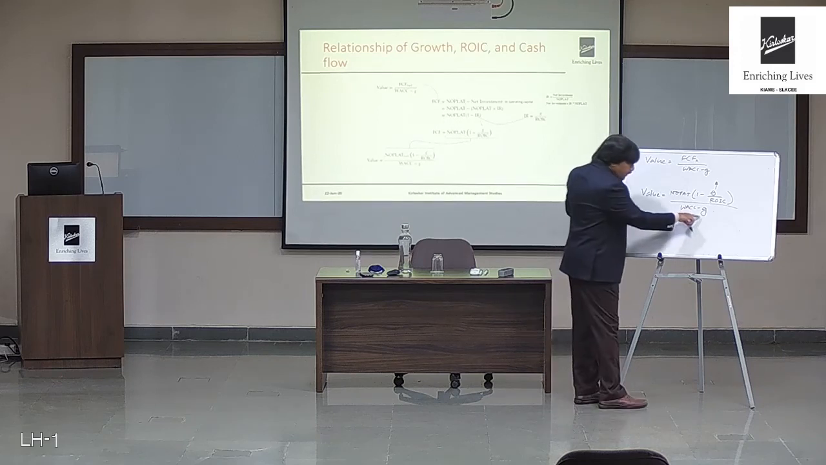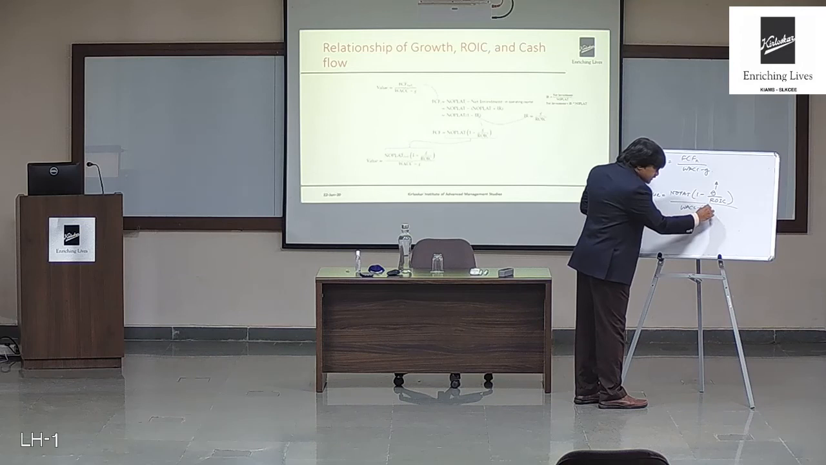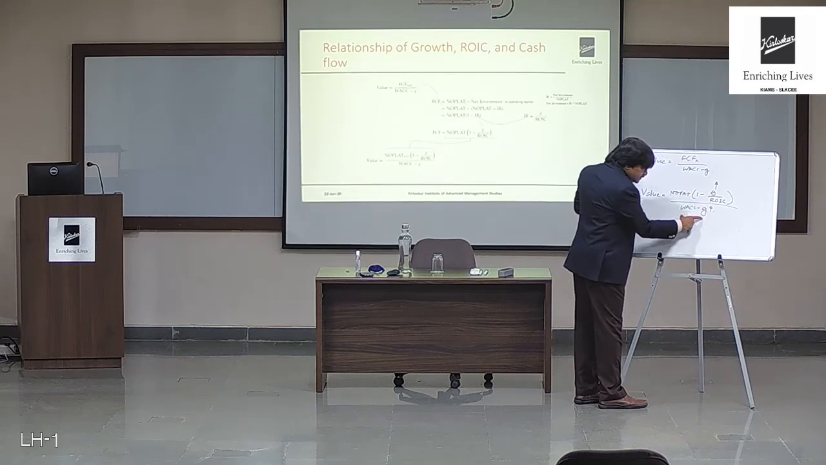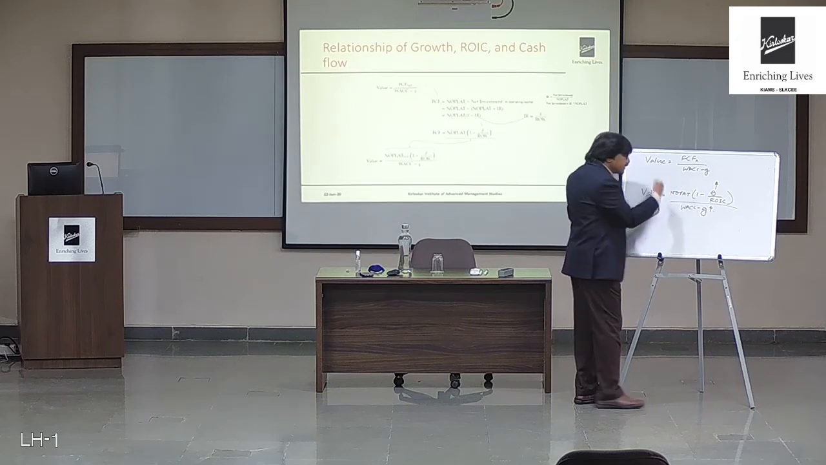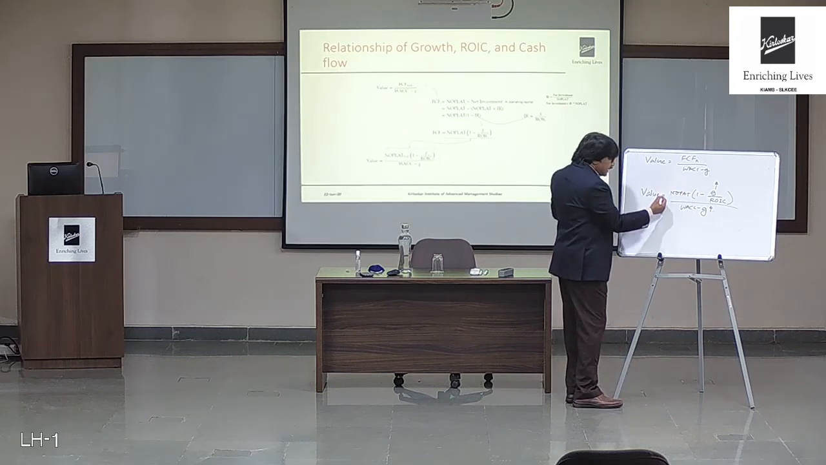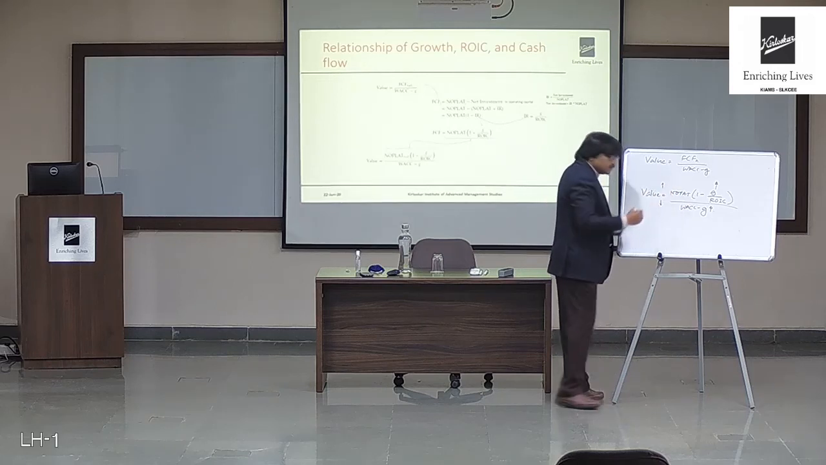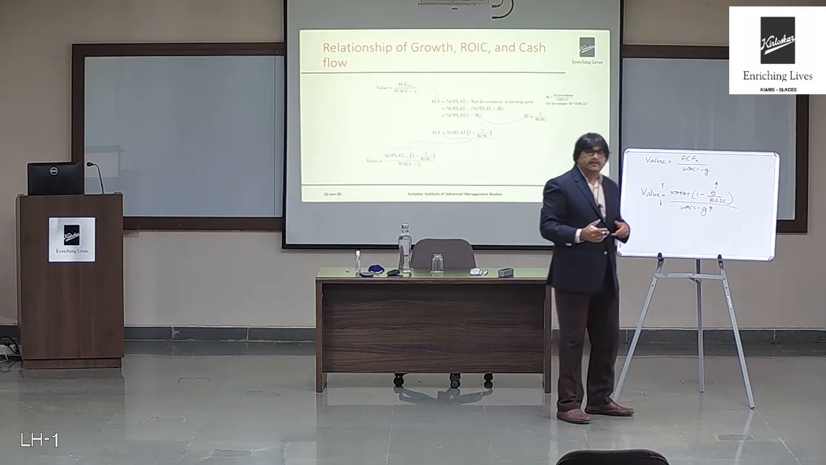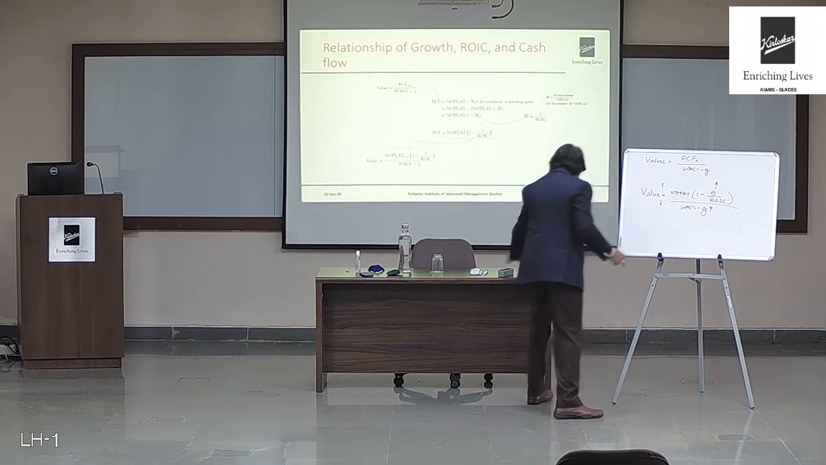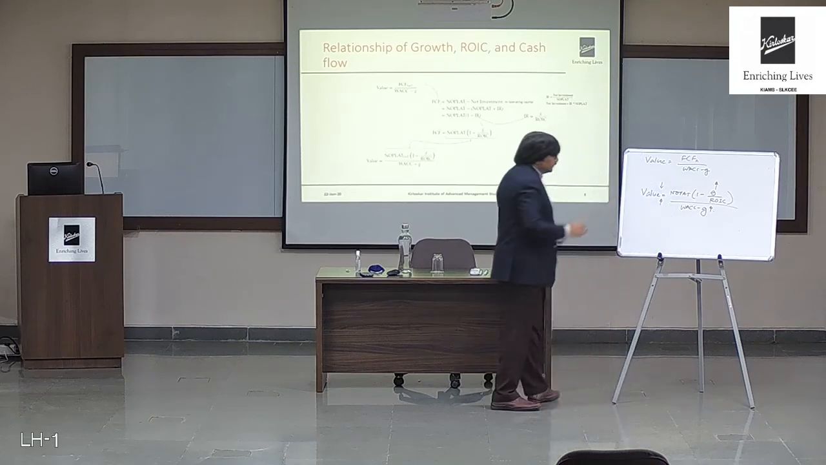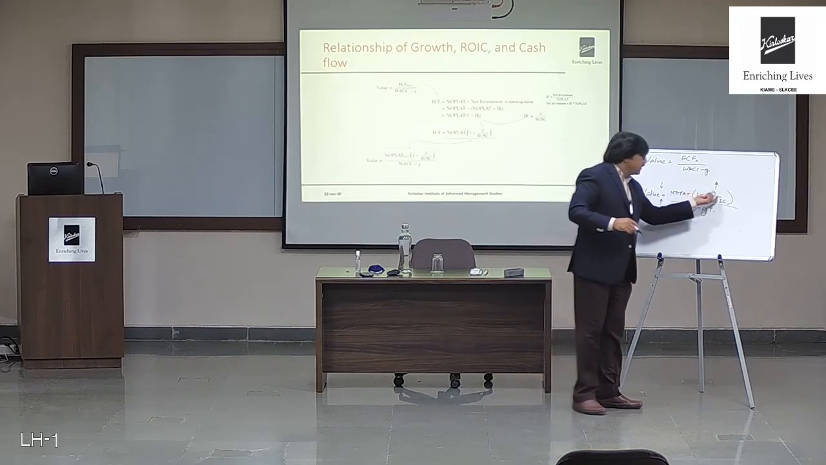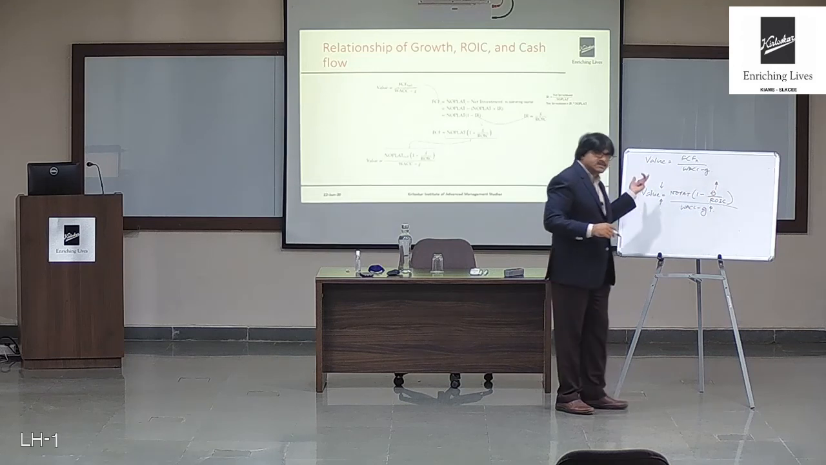But look at what happens here. As G increases, this WACC minus G, that is the denominator, decreases. If that decreases, the value should increase. So you can see that the numerator is trying to decrease the value, whereas the denominator is trying to increase the value if G increases. And you can see that if G decreases, the reverse is the case.